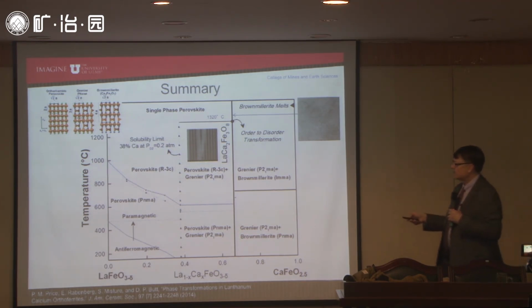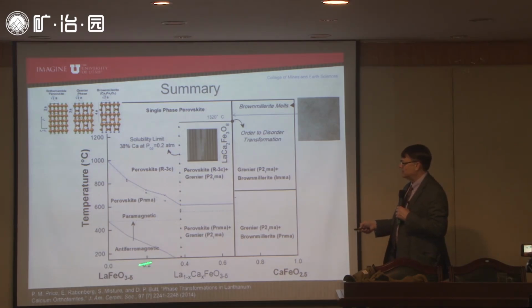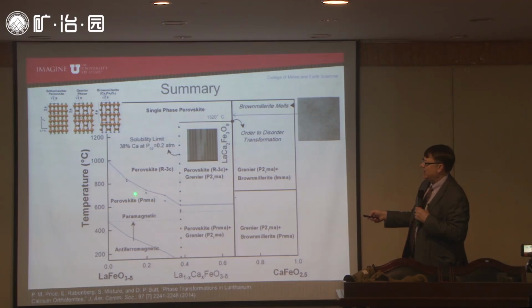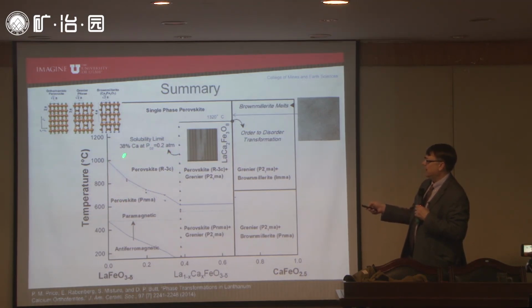brownmillerite. Now, if we focus on this lanthanum-rich side of the phase diagram, we have our magnetic phase transformation in here. As we heat it up, you'll remember that we had an orthorhombic to rhombohedral phase transformation, and that transformation decreased in temperature as we added calcium. So this is the temperature where we go from an orthorhombic structure to a rhombohedral structure. And if you get up to very high temperatures, you'll start to form a cubic structure. I didn't talk about that very much.